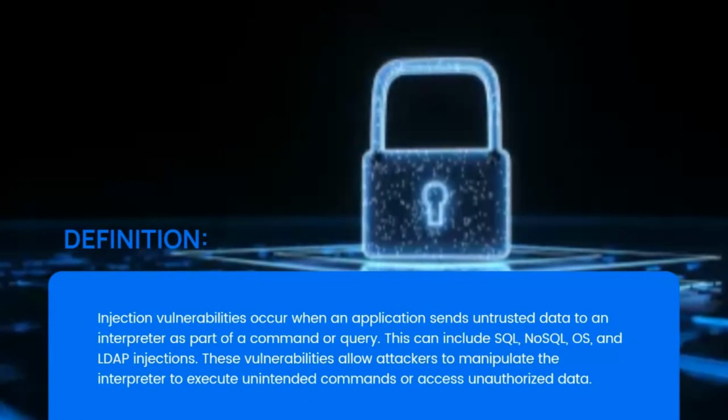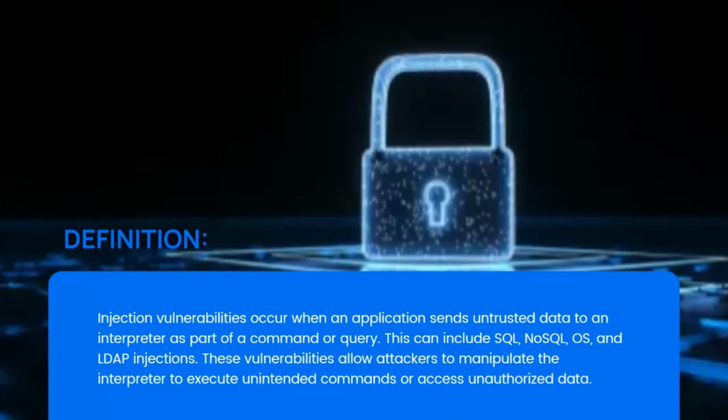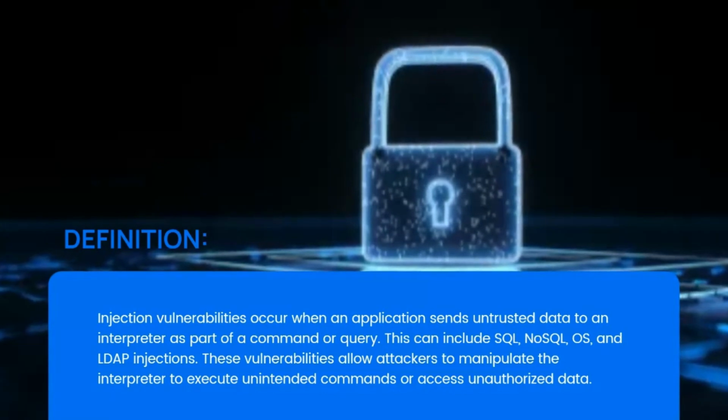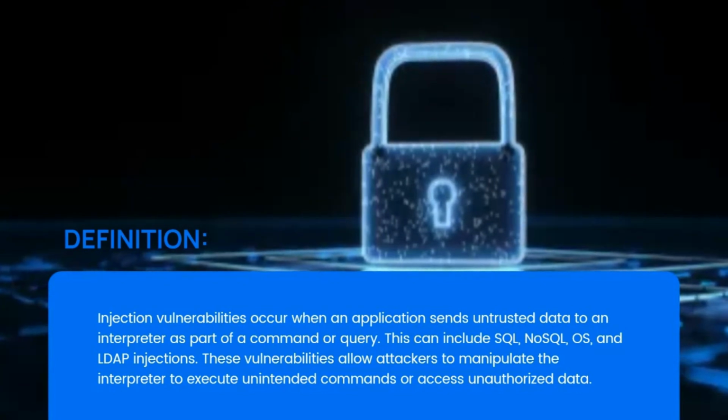Definition: Injection vulnerabilities occur when an application sends untrusted data to an interpreter as part of a command or query. This can include SQL, NoSQL, OS, and LDAP injections. These vulnerabilities allow attackers to manipulate the interpreter to execute unintended commands or access unauthorized data.